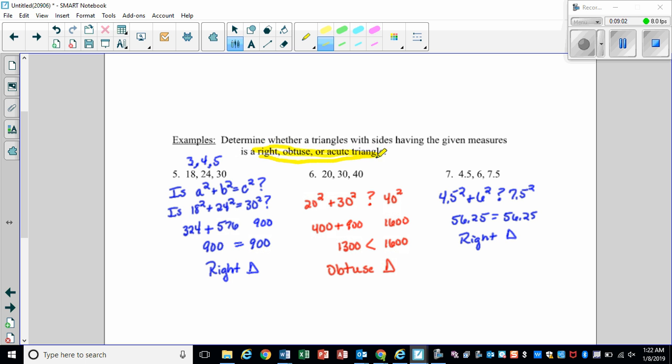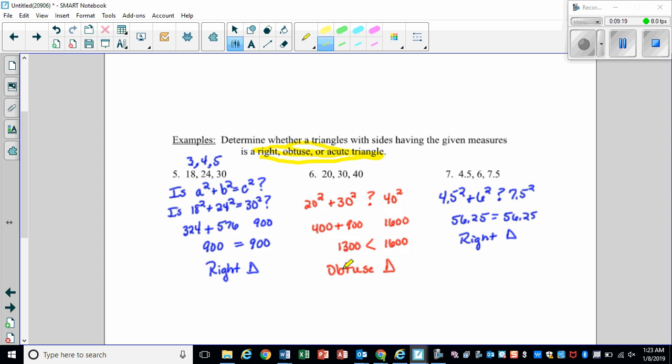Is it an acute triangle? Is it an obtuse triangle? So I still do the same thing. The largest number is your c. So I did a squared plus b squared. Is it equal to c squared, more or less? So when you start plugging it in, you see that the first one is a right triangle.